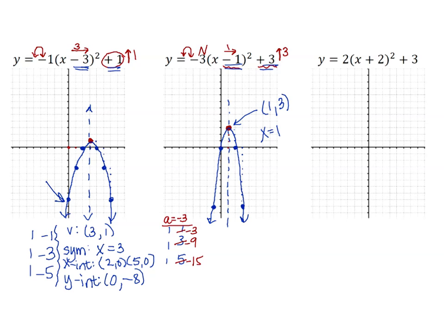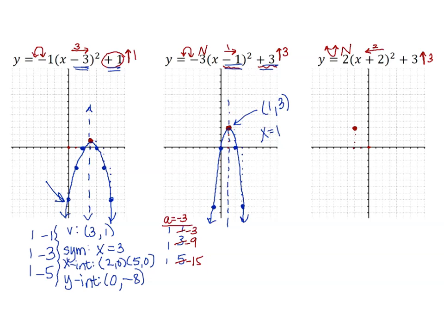There's no negative out in front, which means this parabola is going to open up. I am multiplying by 2, which means it's going to be narrow. I'm adding 2 inside the parentheses, which means I'm going to shift to the left 2. And I'm adding 3 at the end, which means I'm going to shift up 3. Let's start with the shift. Here's where I start at (0, 0), and I'm going to shift left 2 and up 3. 1, 2, 1, 2, 3. I'll land right there.